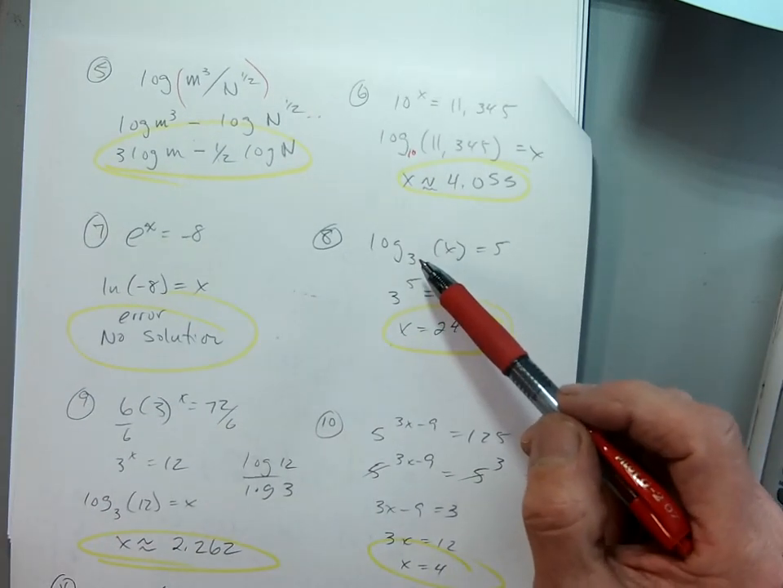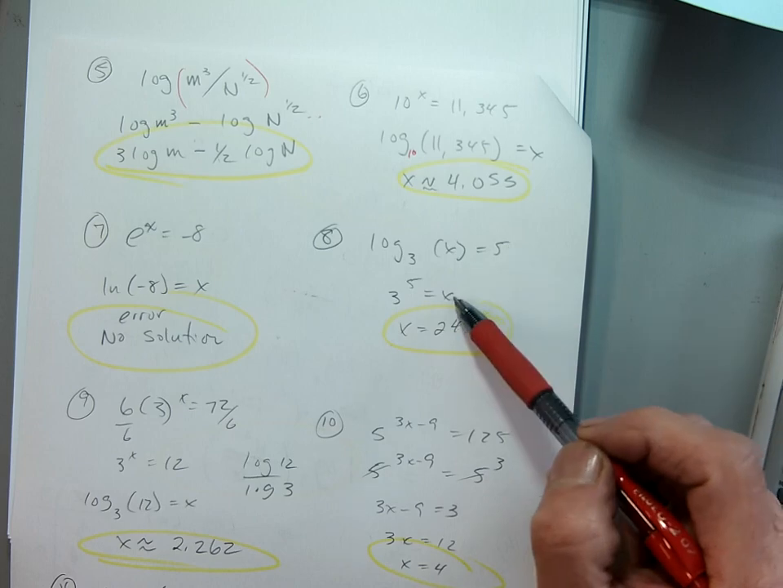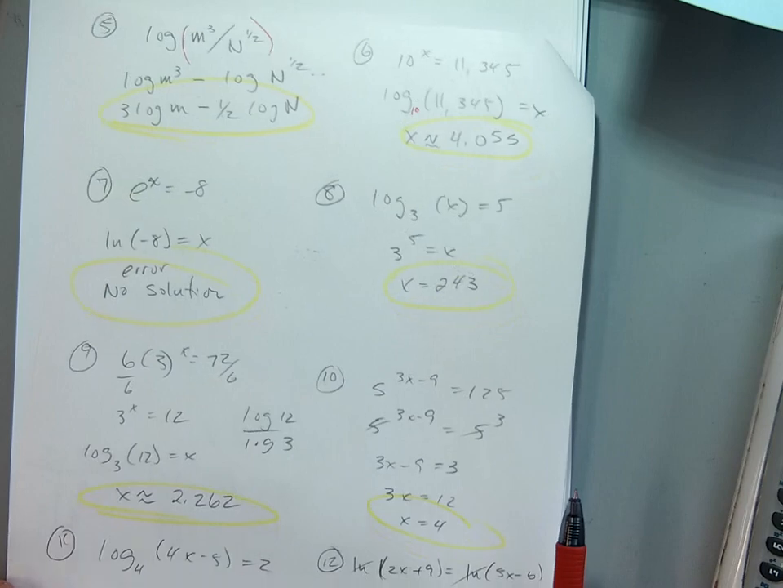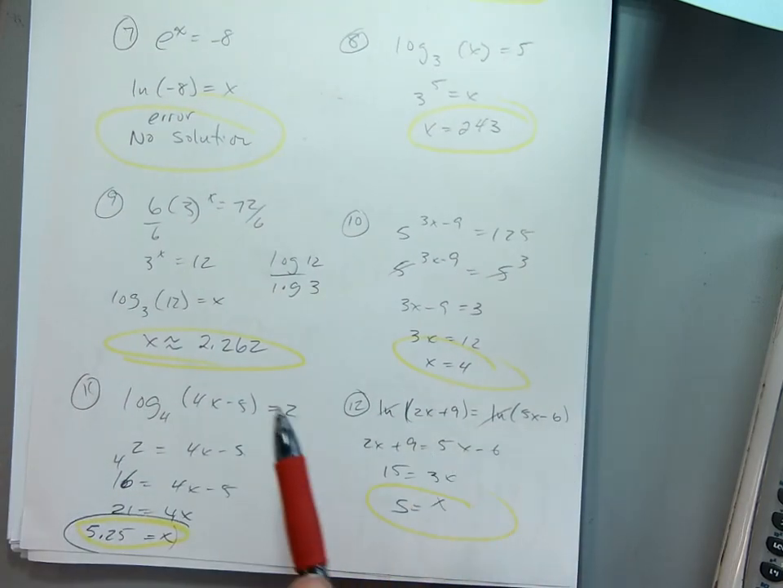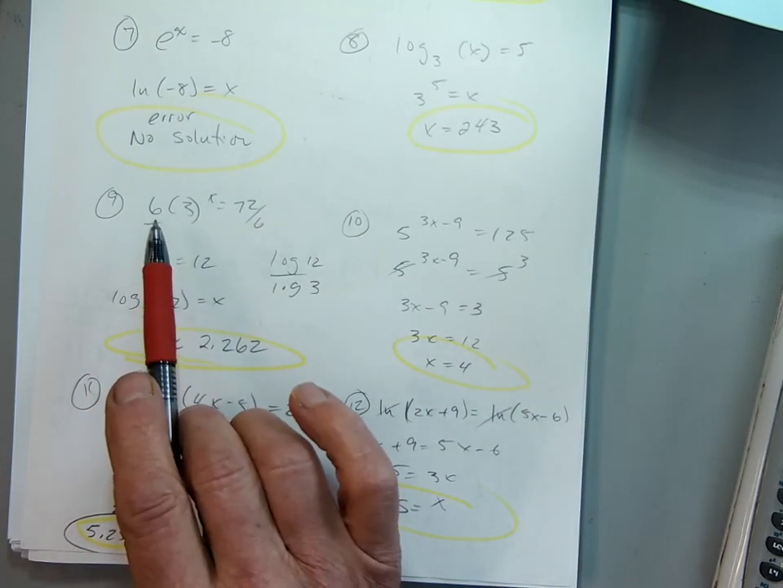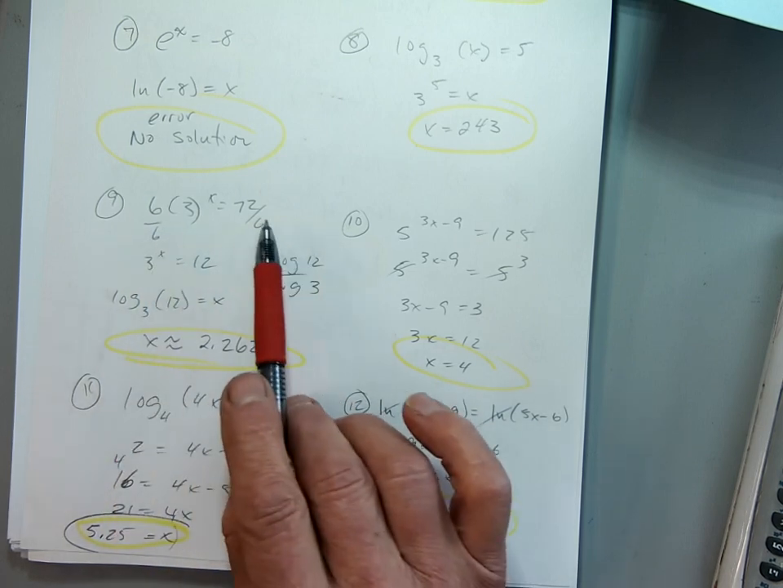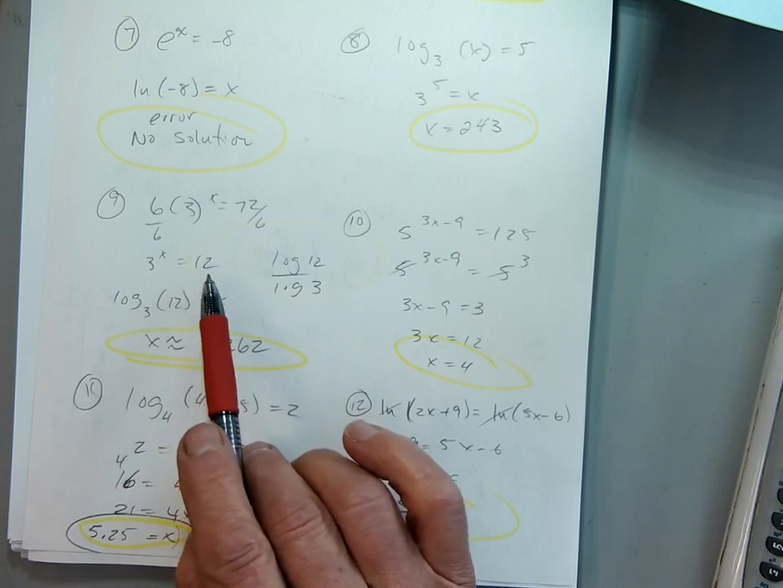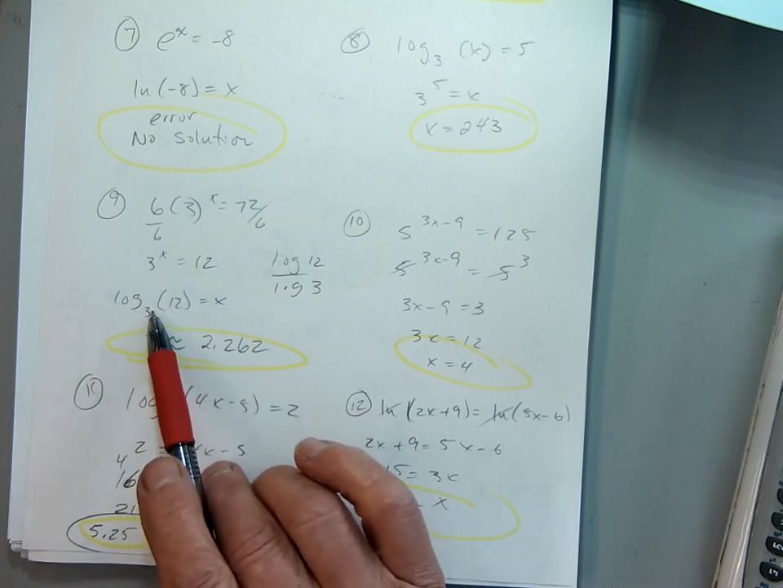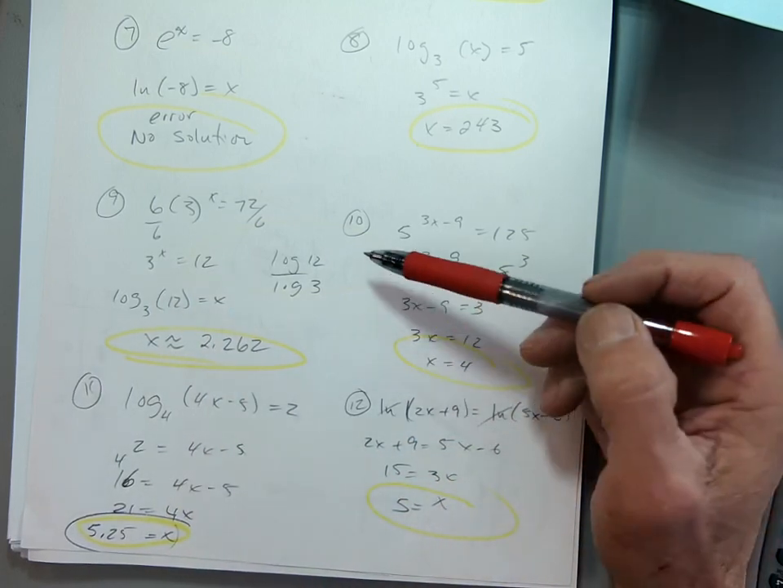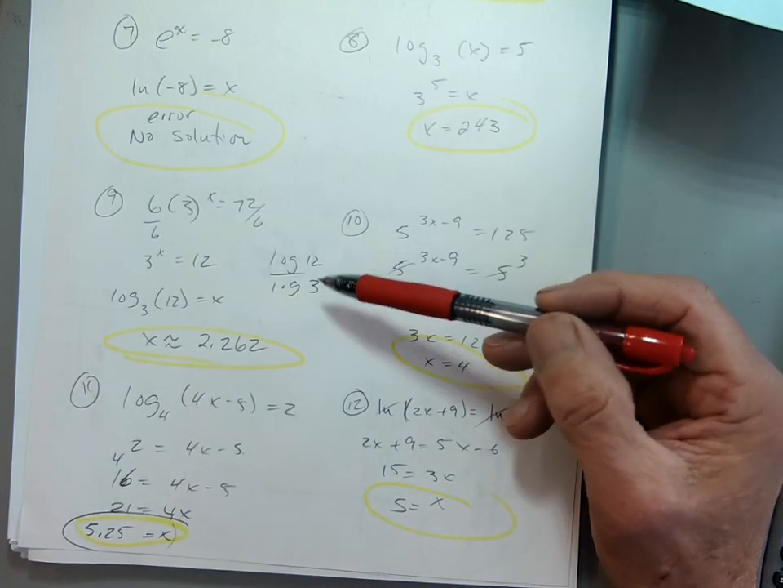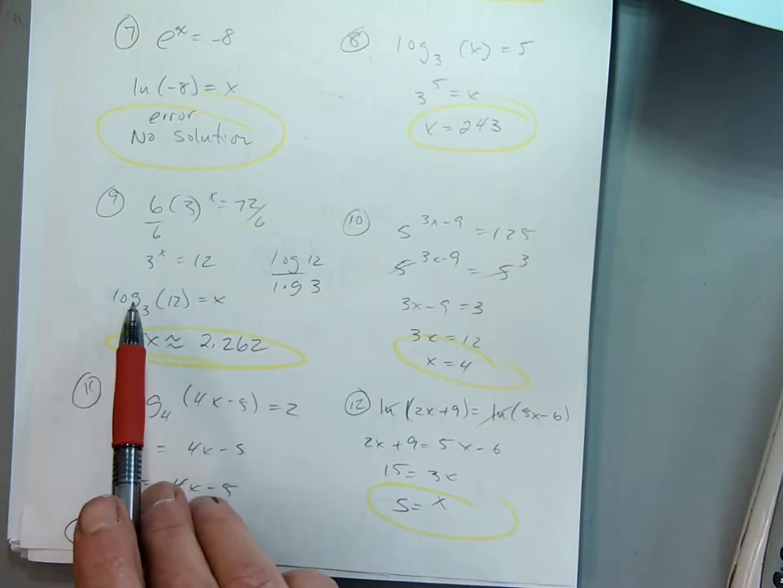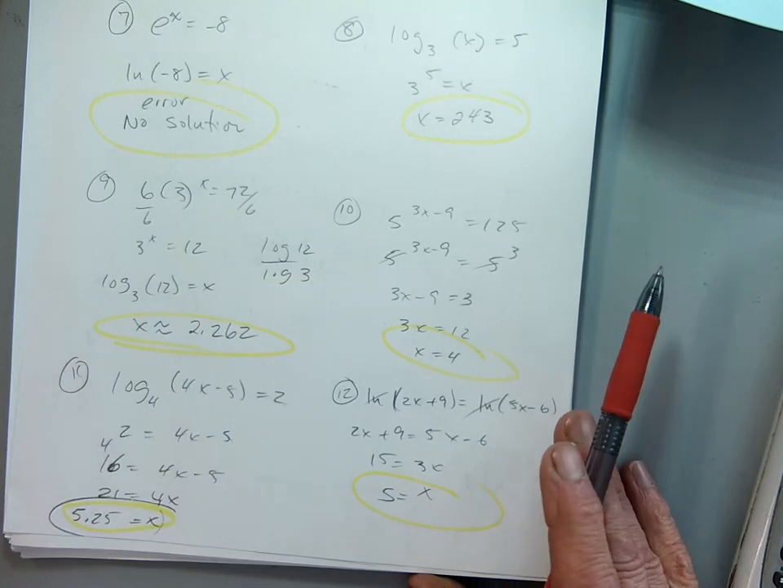8, I'm going to change it from log form to exponential form. So I'll go 3 to the 5th equals x, and 3 to the 5th is 3 times 3 times 3 times 3 times 3, which is 243. Okay, 9. First thing I'll do on 9 is I'm going to get rid of the 6. So divide by 6, divide by 6. 72 divided by 6 is 12. Now I'm going to change that to log form. So I go log base 3 of 12 equals x. Now if you have a dumb calculator, I'm just going to go log of 12 divided by log of 3, and it's approximately 2.262, or you can use a log button if you have that in your calculator, okay?